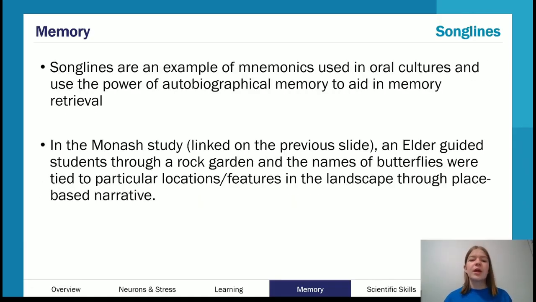So songlines are an example of a mnemonic or memory device used in oral cultures, and they use the power of autobiographical memory to aid in memory retrieval. So in the Monash study linked on the previous slide, an elder guided students through a rock garden located on campus, Monash University, and the names of butterflies were tied to particular locations and features in the landscape through place-based narrative. So remember again about how we had in that previous dot point about how knowledge was patterned on country. Connect that through in this as well.